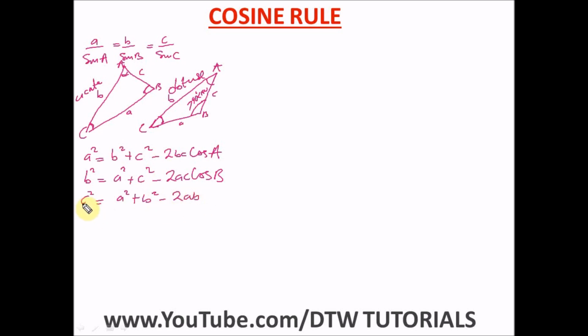You can see when it is one letter, the squares of the other letters will add up. Then you subtract 2 times the other letters, 2 times ab, then cos, the cos of what, C. That's what the cosine rule means.